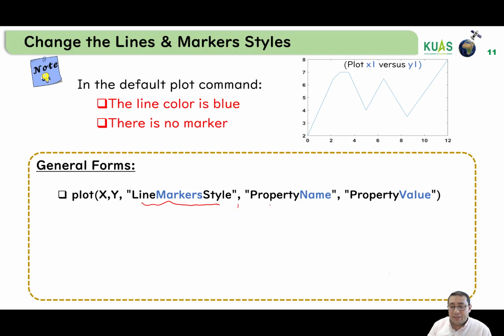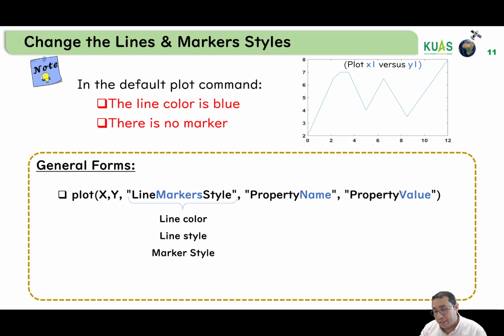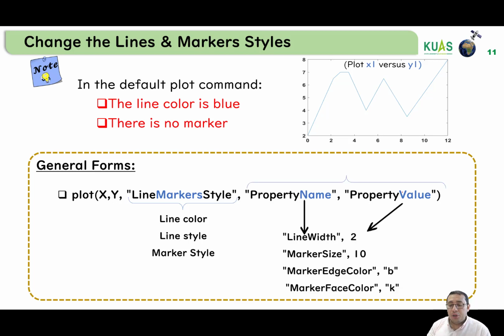And then comma, and then the property name, comma, and property value. What does this mean? In the first one, which is the line and marker style, we can change the line color, the line style, and the marker style. I will explain that in the next slide. And for the property name and property value, we can change the line width, the marker size, the marker edge color, and the marker face color, as I'm going to show. Let's go to details.